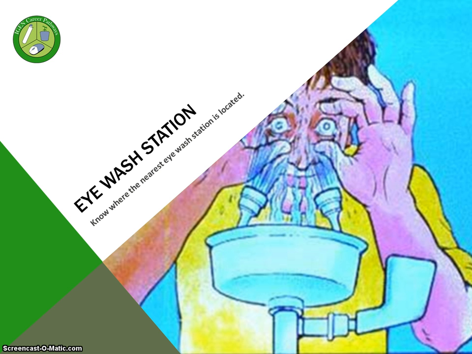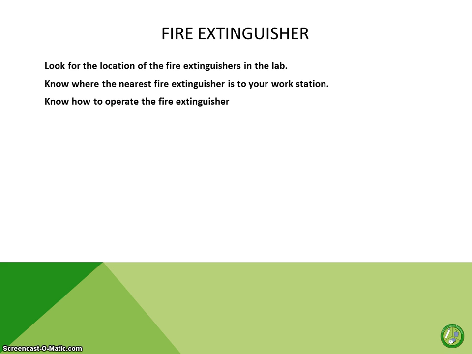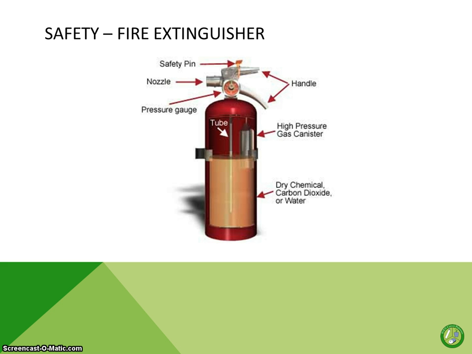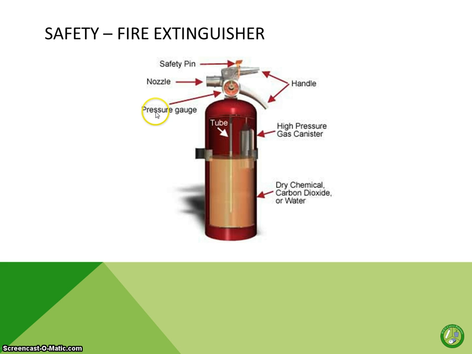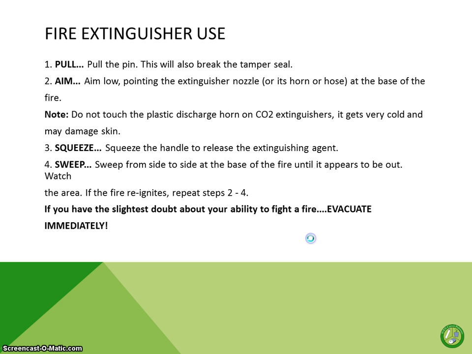The lab will have an eyewash station. You should know where the nearest eyewash station is located. We'll have fire extinguishers available, so we'd like you to look for the location of the fire extinguisher in the lab. Know where the nearest one is to your workstation. Know how to operate the fire extinguisher. Some basic parts of a fire extinguisher are the safety pin, the nozzle, the pressure gauge and the handle. This is a high pressure canister, and inside there's a dry chemical, possibly carbon dioxide or water.